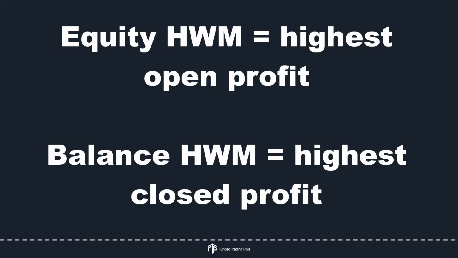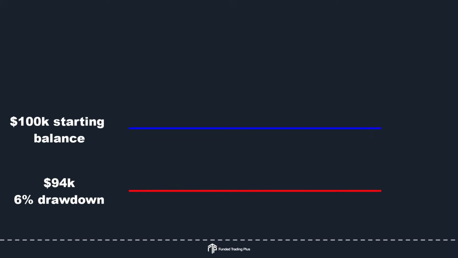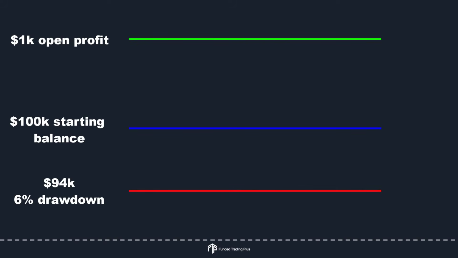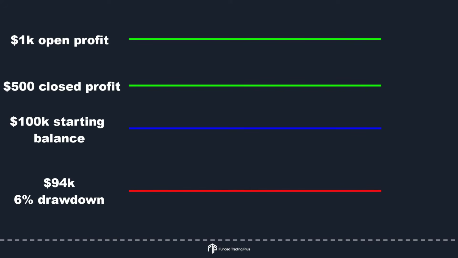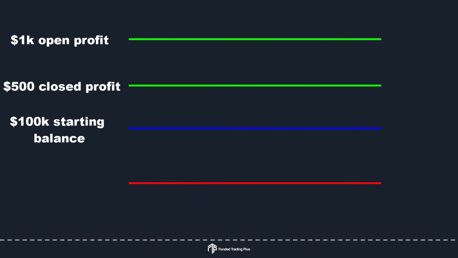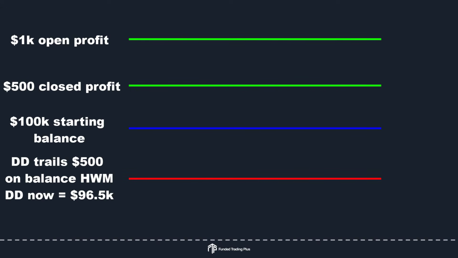Equity includes open trades. For example, let's say you have a $100,000 account and your first trade shows $1,000 of open profit, but you close the trade when it shows $500 of profit. The account now sits at $100,500. The high watermark of balance is $100,500 and the high watermark of equity is $101,000. Our relative drawdown is based on the lower of these two, balance. So in terms of overall drawdown in this example, it is only trailed by $500, the closed profit which is your balance, not by $1,000, which was your equity and the highest profit your open positions reached.